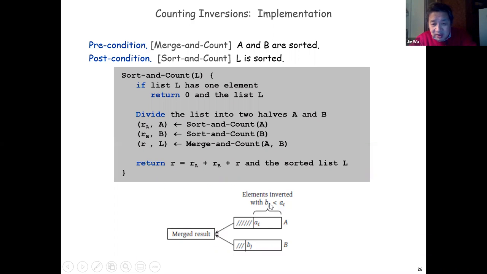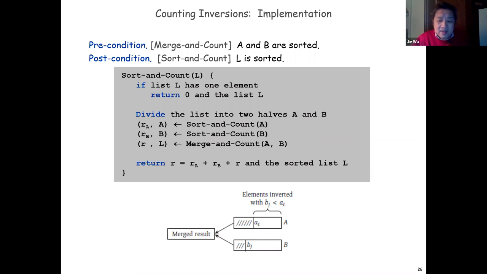So elements inverted, with this number less than A_i. Right? Suppose A is the first, B is the second one. So if you find B is smaller than A, obviously it's inverted. Then how many are inverted compared with this? It depends on your relative location in the current list, like the current array. So you know how many are inverted compared with your current value. Okay. So for example, if the current B_j is smaller than A_i, what does that mean? All the elements before B_j are also inverted, right? So that's why you don't need to double count. You only need to count the relative location. They just keep on continuing.